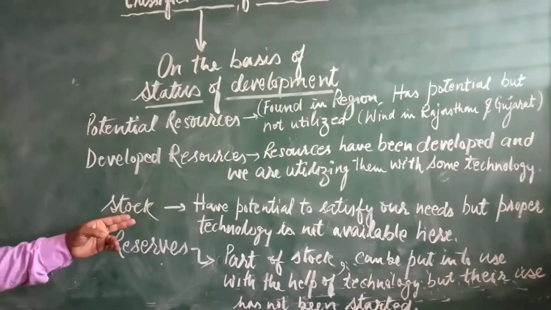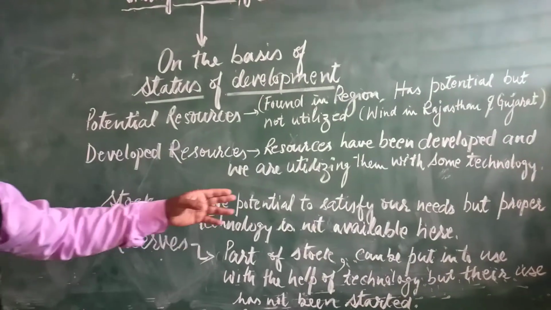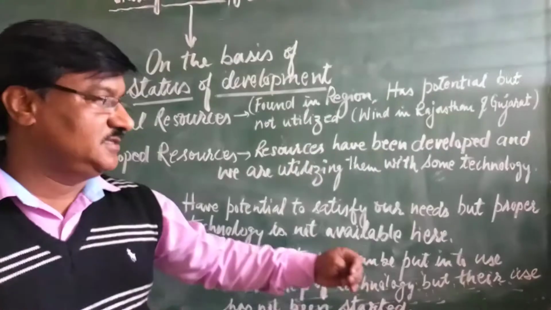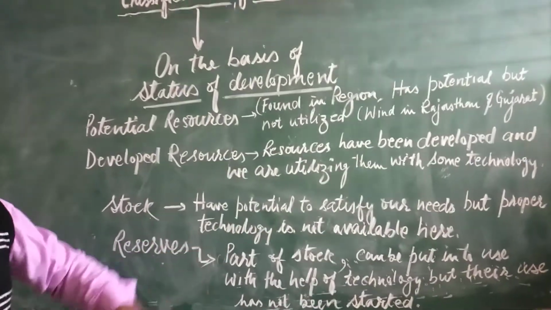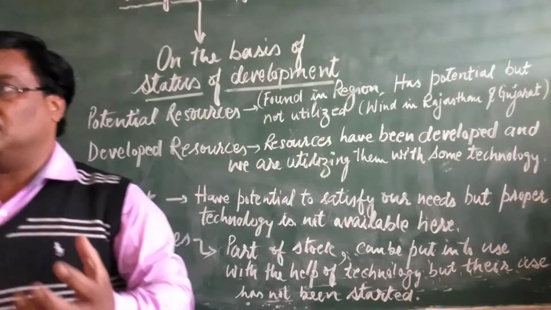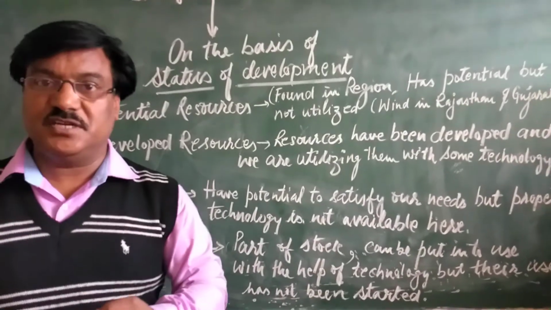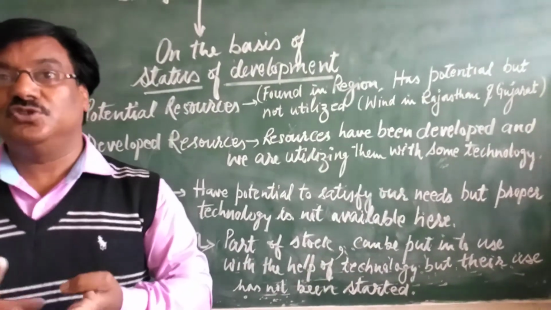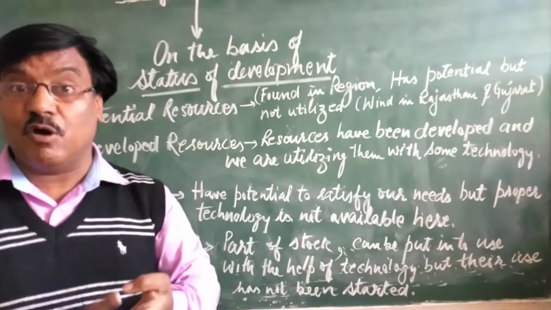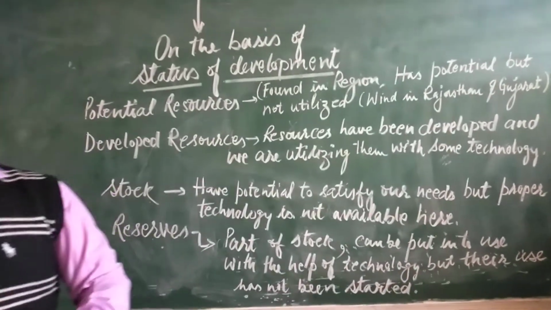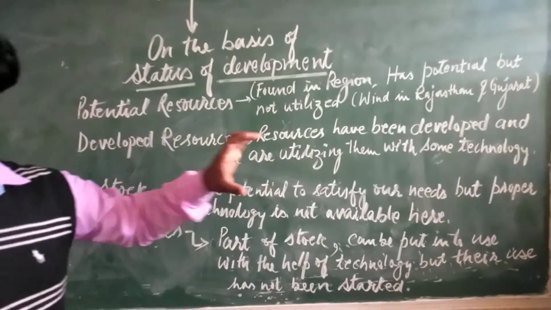Now come to the third one, stock. Stock has the potential to satisfy our needs, but proper technology is not available. It means some resources have the potential to satisfy our needs, but for utilizing them we don't have proper technologies. That's why they are not completely utilized.